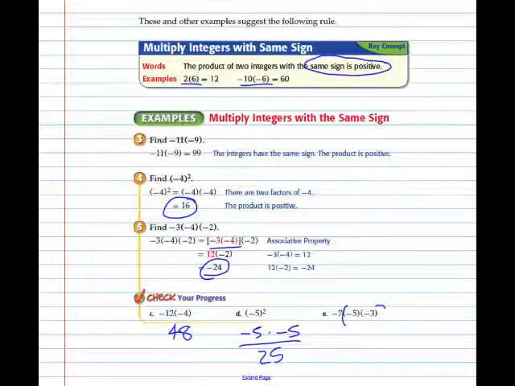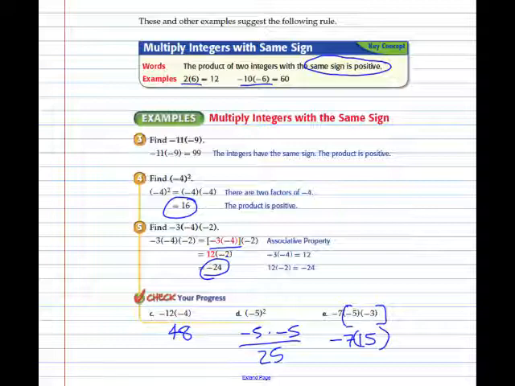In this example, we're going to multiply these two together. We'll use our brackets here. It gives us positive 15. Negative 7 times positive 15 is negative 105.